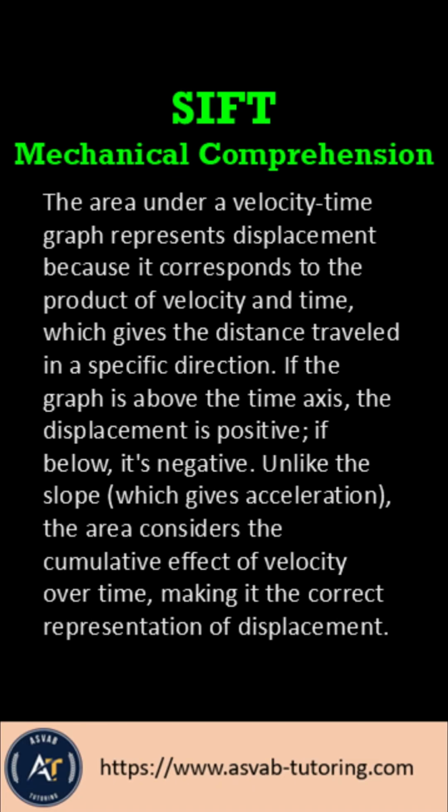The area under a velocity time graph represents displacement because it corresponds to the product of velocity and time, which gives the distance traveled in a specific direction. If the graph is above the time axis, the displacement is positive. If below, it's negative. Unlike the slope, which gives acceleration, the area considers the cumulative effect of velocity over time, making it the correct representation of displacement.